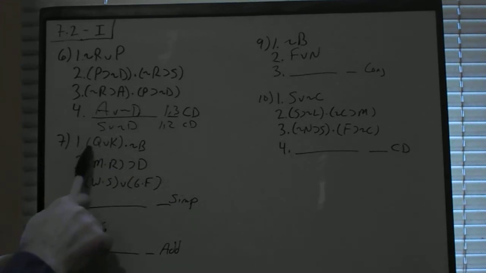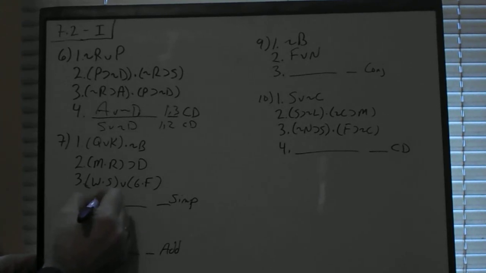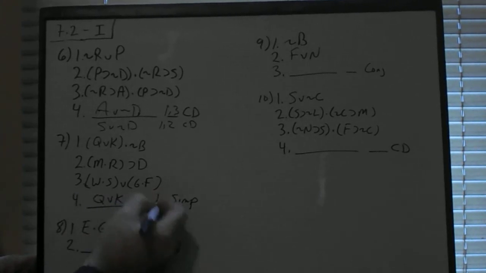Number 7, we have Q or K and not B, M and R then D, W and S, or G and F, and they want you to use simplification. Well, actually, anywhere there's a dot, you could use simplification. The most obvious probably would be to say Q or K from line 1, but you could have also said not B from line 1.